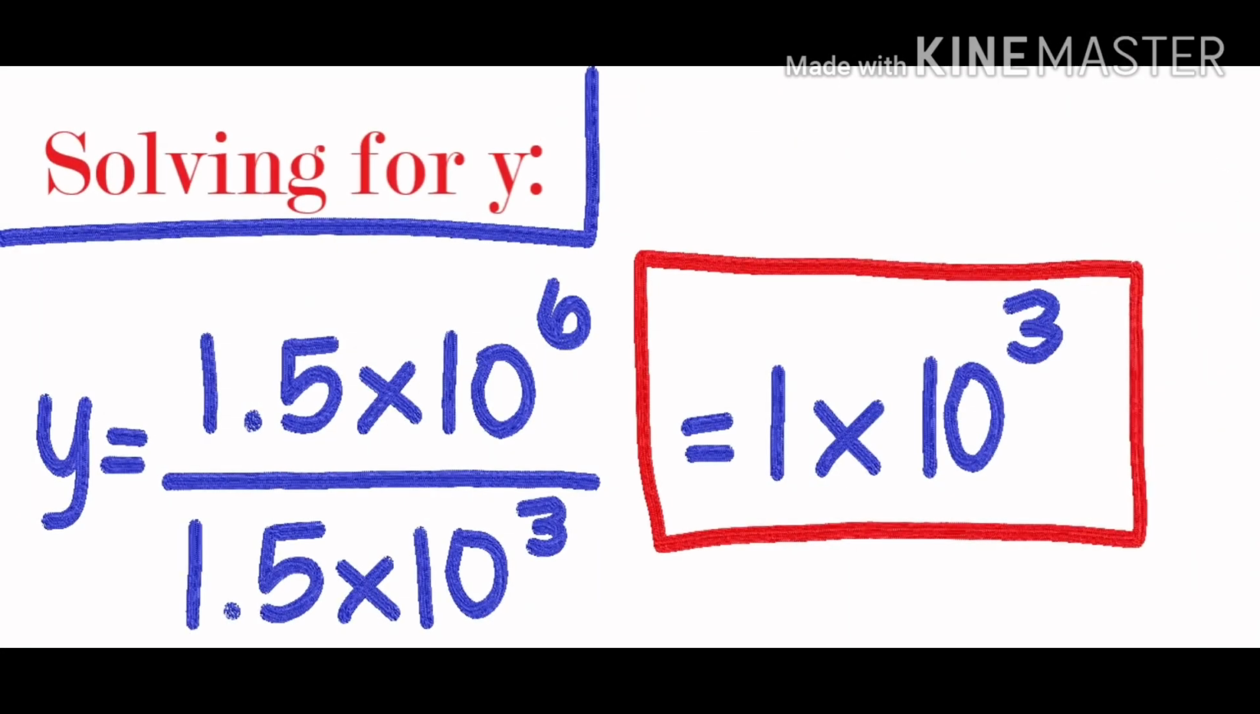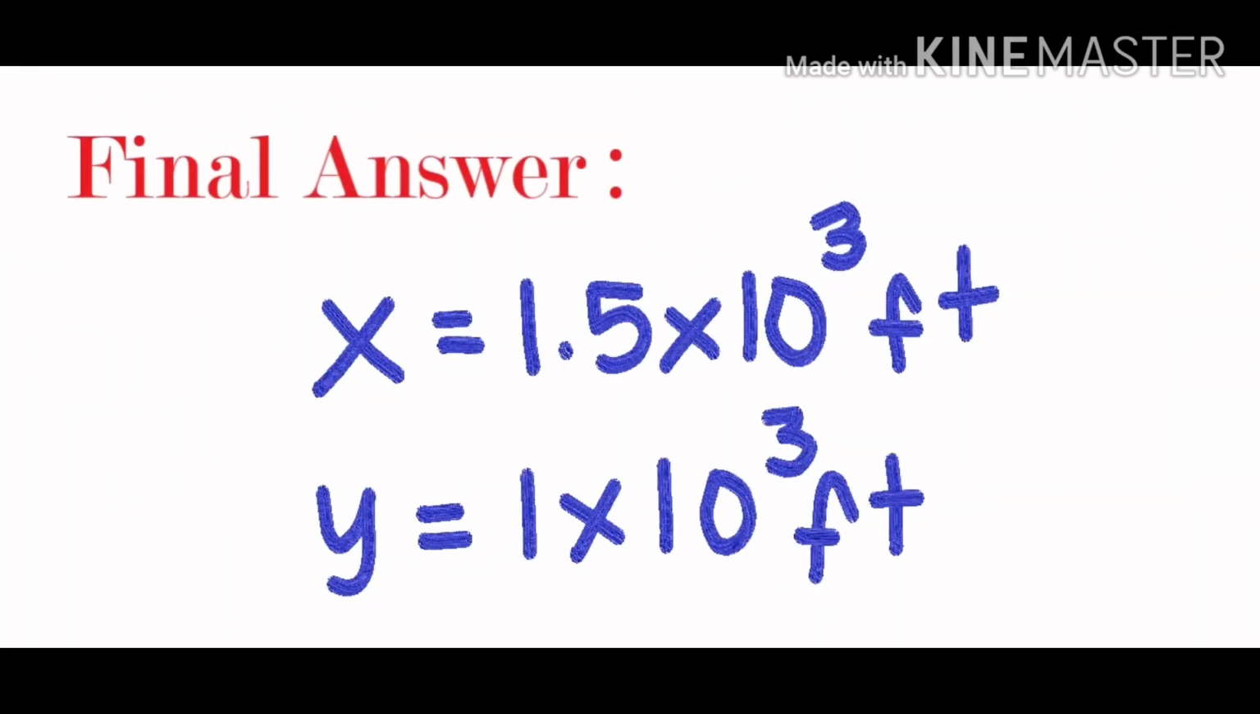And now, we're going to solve for y. y equals 1.5 times 10 raised to 6 over 1.5 times 10 raised to 3. And the answer will be 1.0 times 10 raised to 3, or 1 times 10 raised to 3. And our final answer for this problem is x equals 1.5 times 10 raised to 3 feet, and y equals 1.0 times 10 raised to 3 feet, or 1 times 10 raised to 3 feet.